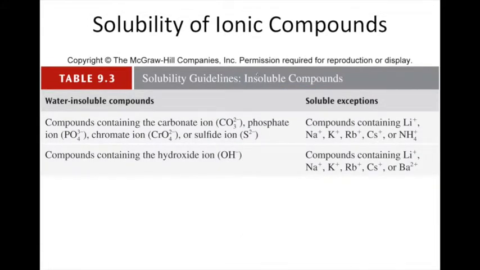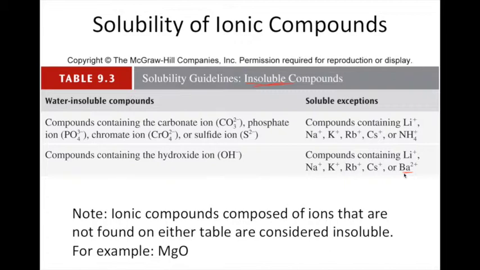Now this table looks at some rules for insoluble ionic compounds. Compounds that contain the carbonate, phosphate, chromate, or sulfide anions will be insoluble unless they're paired with the following cation: lithium, sodium, potassium, rubidium, cesium, or ammonium. And compounds that contain the hydroxide ion will generally be insoluble. And again, our exceptions there are our alkali metal cations in addition to barium.